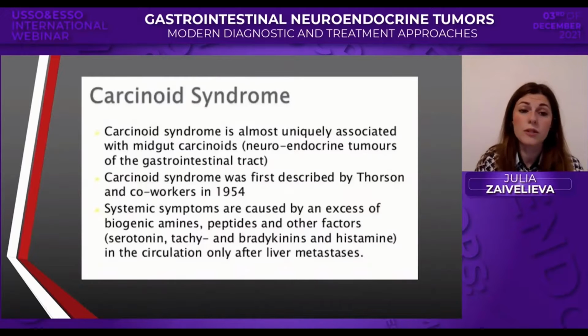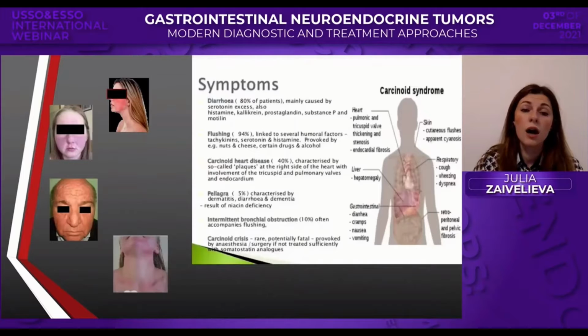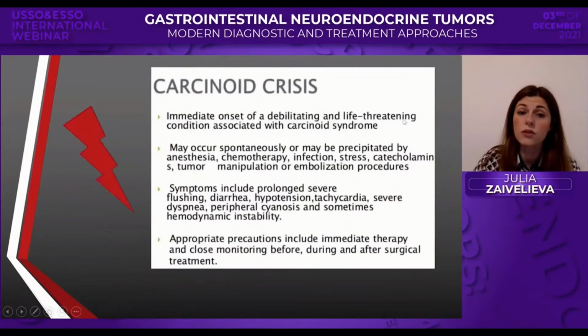What about symptoms? Carcinoid syndrome is the symptoms of functional NETs. These are systemic symptoms that are caused by an excess of biogenic amines, peptides, and other factors. Often it's flushing, diarrhea, sometimes carcinoid heart disease. Rare are pellagra and intermittent bronchial obstruction, and a rare but potentially fatal complication is carcinoid crisis.